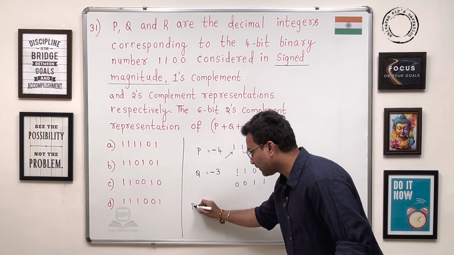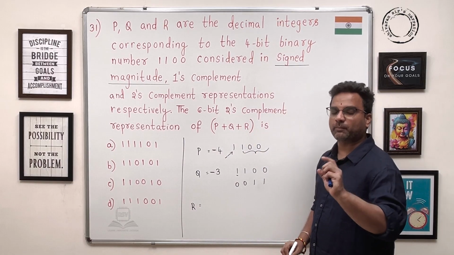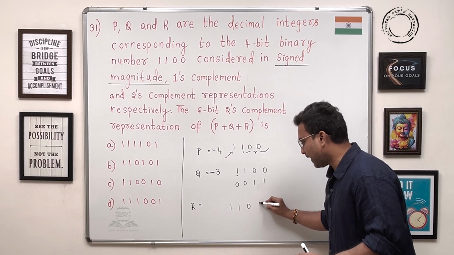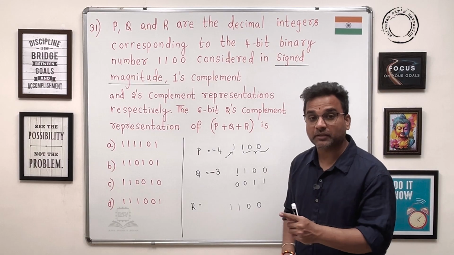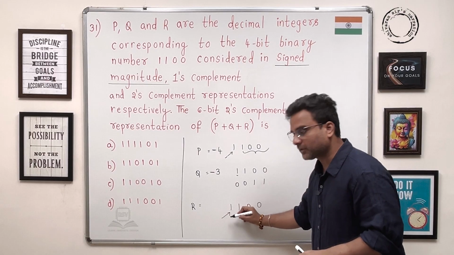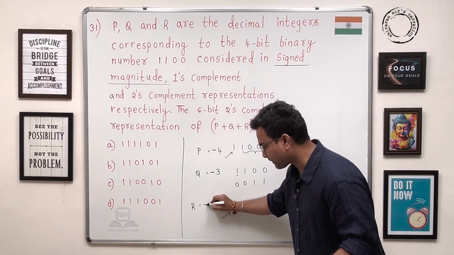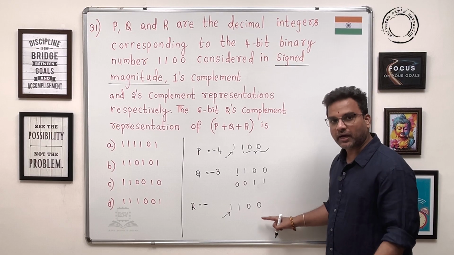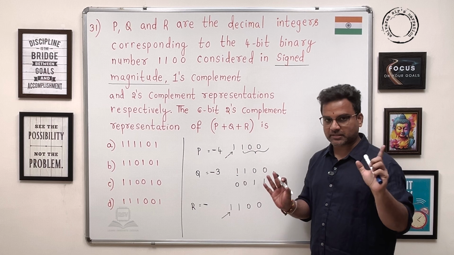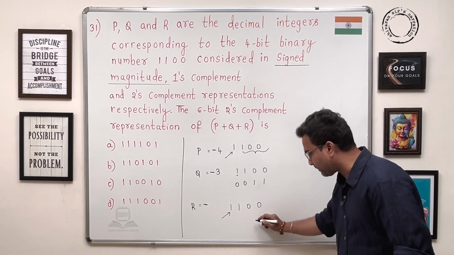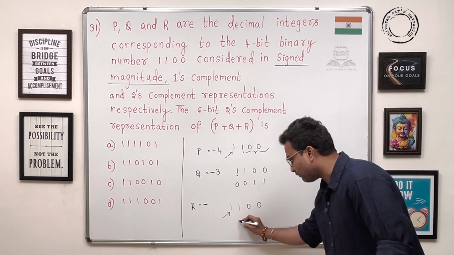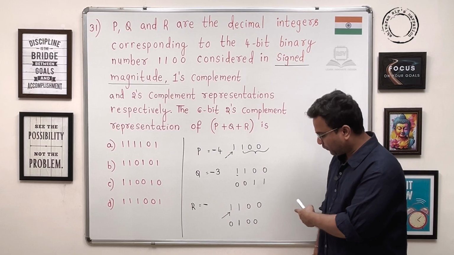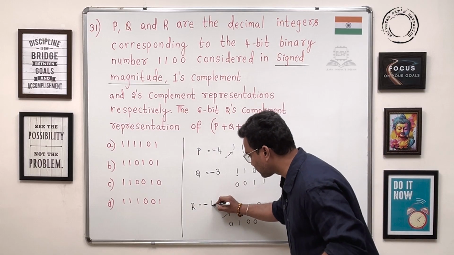Again, R is regarding the 2's complement representation. The number is 1100. As usual, MSB represents the sign. MSB is 1, so it is a negative number. If it is a negative number, apply 2's complement again to this and convert it into decimal. So apply 2's complement, it is 0100. Now you convert this into decimal. What is that? 4. Hence, it's minus 4.